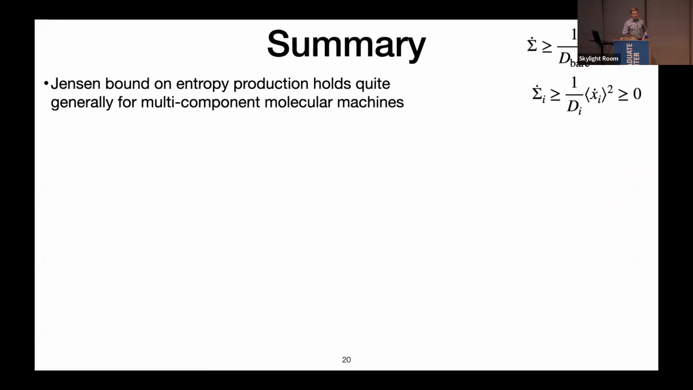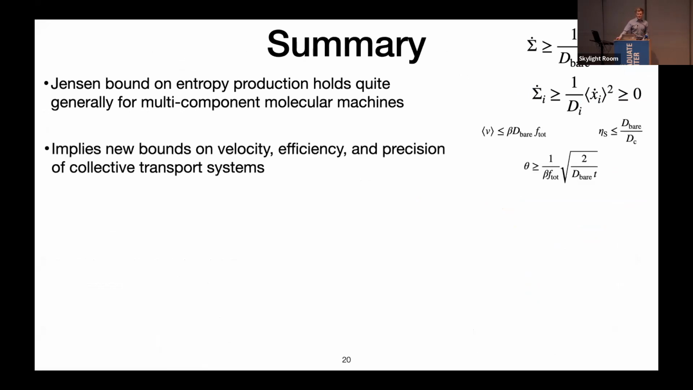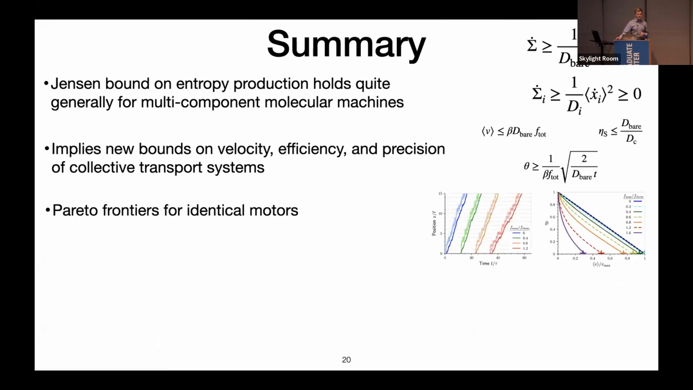So with that, I'll summarize. So we've got this Jensen bound on the entropy production rate that holds quite generally for multi-component molecular machines, both at the level of subsystem entropy production rates and for the entropy production rate of the system as a whole. This implies new bounds on specific performance metrics of collective transport systems, as well as Pareto frontiers when all the motors are identical, as is the case in many relevant physical systems. If you're interested in reading more, here's the reference.